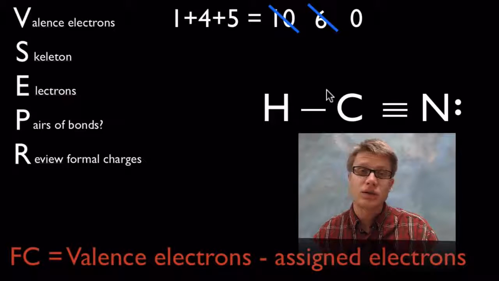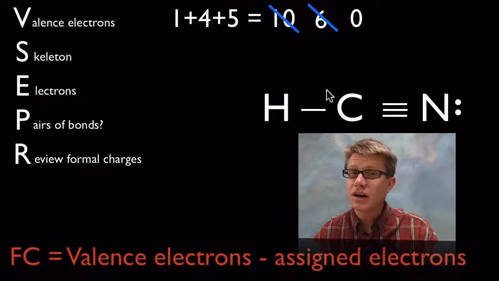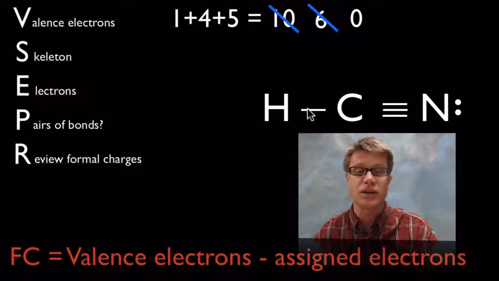The last thing we're going to do is review the formal charges. A lot of people don't know what a formal charge is, so we're going to go across from left to right, starting with hydrogen. How many valence electrons does hydrogen have? Well, it has 1. How many have I assigned it in this model? I've assigned it 1 electron. Remember, it's sharing one of its electrons with carbon, but one of the electrons is really its own. So the 1 valence electron it has minus the 1 assigned gives it a formal charge of 0.